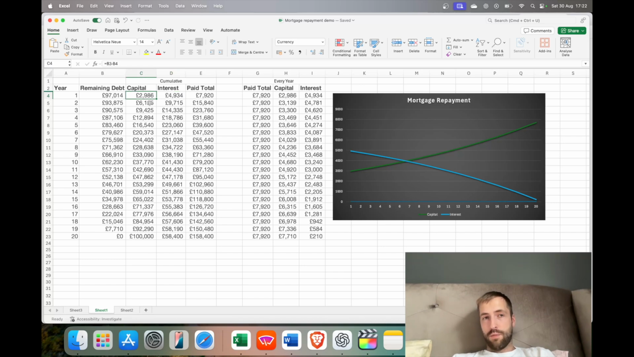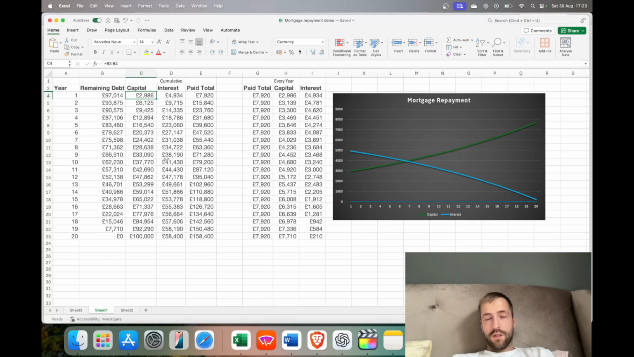In the first year, you pay £2,986 in capital towards the mortgage, and you pay almost double that in interest. And then cumulatively, the interest adds up, and then you end up paying a certain amount of interest. And then this is the total cumulatively.